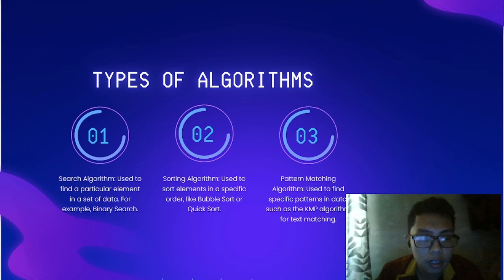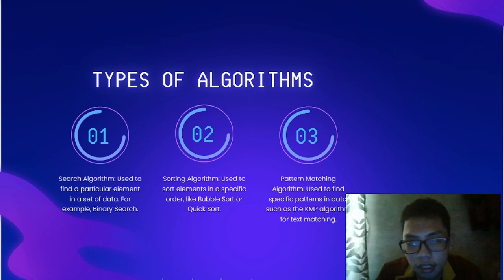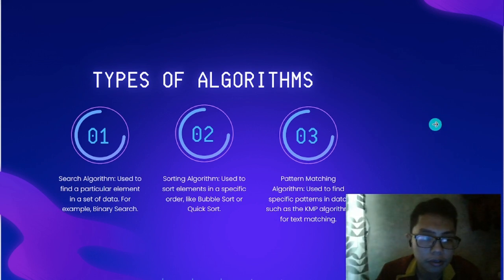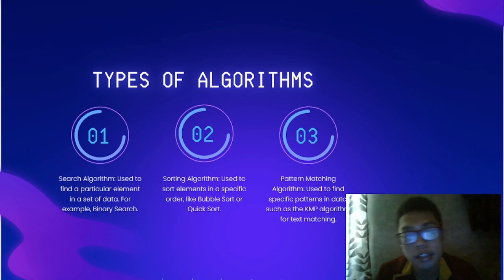Number two is sorting algorithms, used to sort elements in a specific order, like bubble sort or quicksort. Number three is pattern matching algorithms, used to find specific patterns in data, such as the KMP algorithm for string matching. Each type of algorithm has its own strengths and weaknesses depending on complexity and the specific use case.